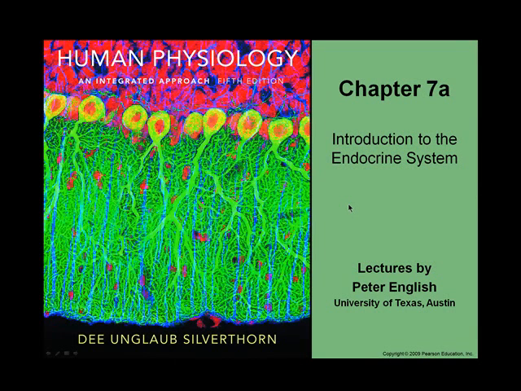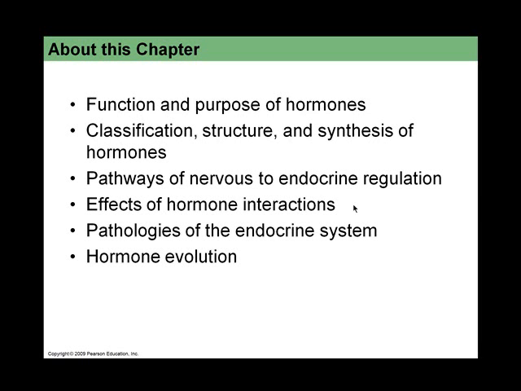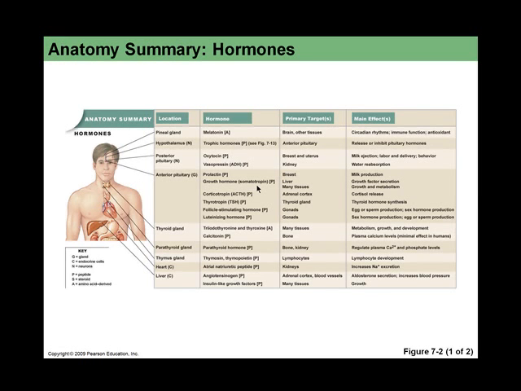as we proceed through the considerations of the studies in this course. So in this chapter, we consider the function and the purpose of hormones, classification, structure, and synthesis of hormones, pathways of nervous to endocrine regulation, the effects of hormone interactions, and then pathologies of the endocrine system, and just a brief bit about hormone evolution. So we start first with the anatomical summary.